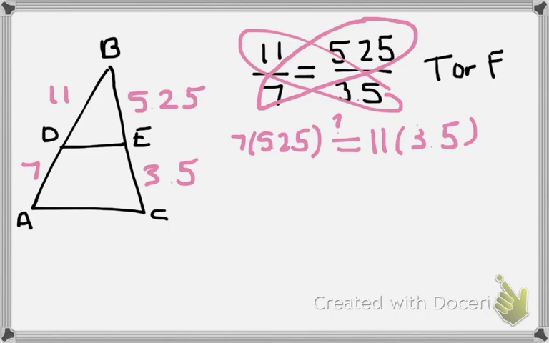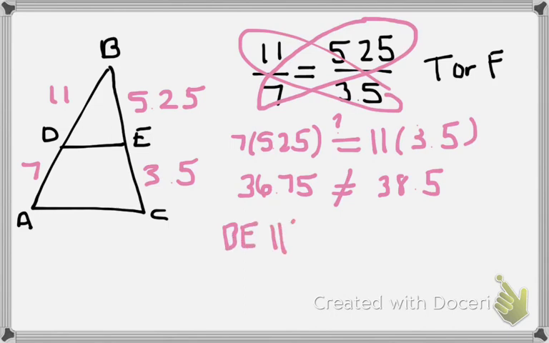And when you multiply these two out, 7 times 5.25 gives us 36.75, and 11 times 3.5 gives us 38.5. Okay, clearly those two things are not equal. So I can put the slash right through the equal sign. That's saying it does not equal. And then as a result, I can say that segment DE is not parallel to segment AC. And notice again, I just took the parallel sign and threw a slash through it, and that indicates that they are not parallel to each other.